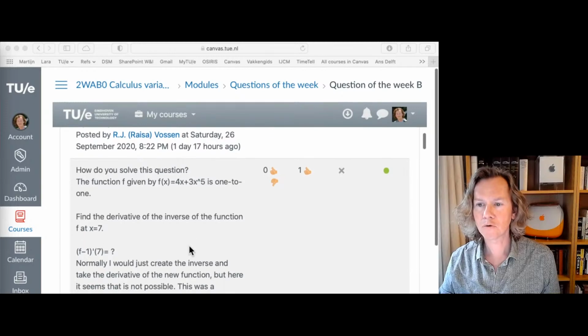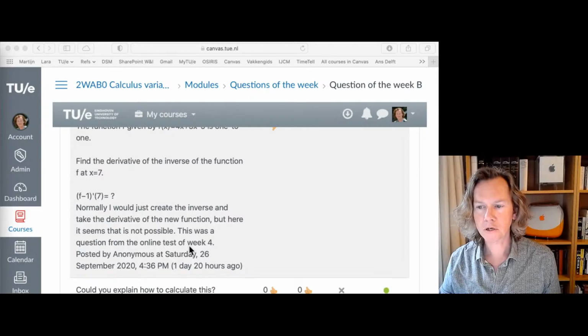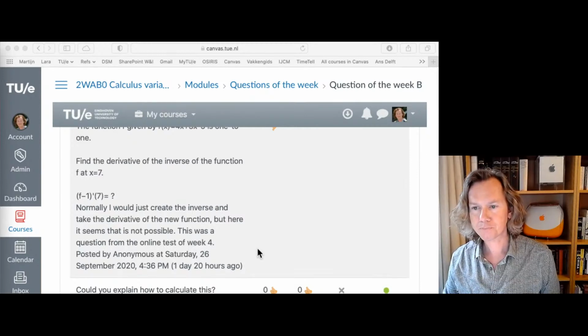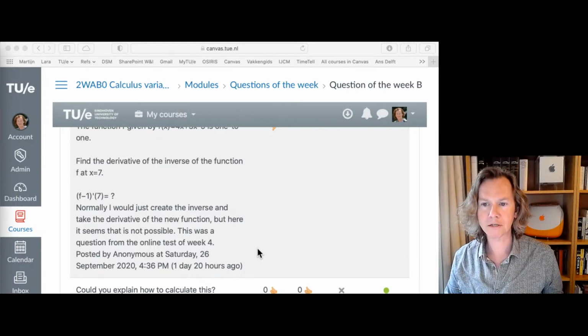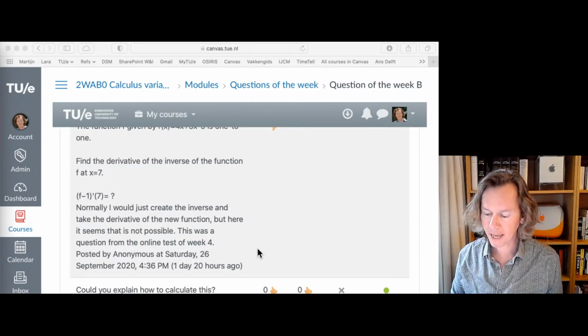So how do you solve this question? The function f given by this thing is 1-to-1. Find the derivative of the inverse. Here the person asking already says, well, normally I would compute the inverse and then take the derivative. That's not going to work here. So this is something that we covered last week, and there is an example for that.